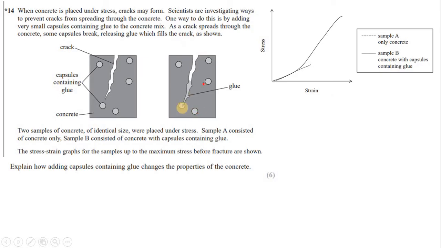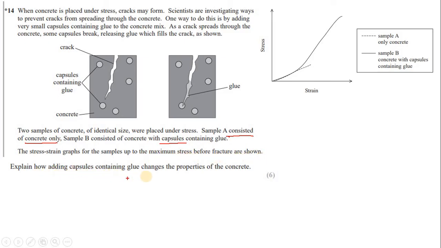So these are the capsules. When a crack reaches a capsule, it breaks and glue comes out and fills the gap. Two samples of concrete of identical size were placed under stress. Sample A consists of concrete only. Sample B consists of concrete with capsules containing glue. The stress-strain graph of the samples up to the maximum stress before fracture is shown.